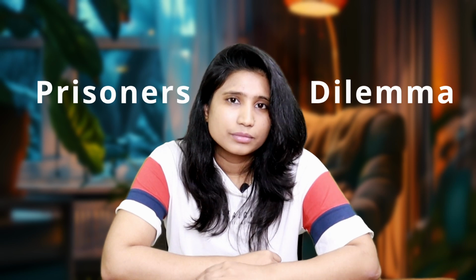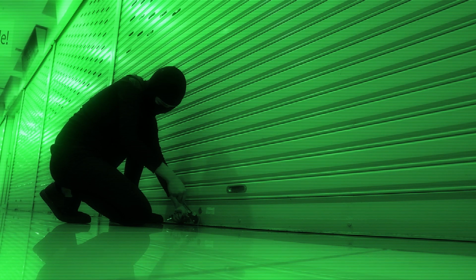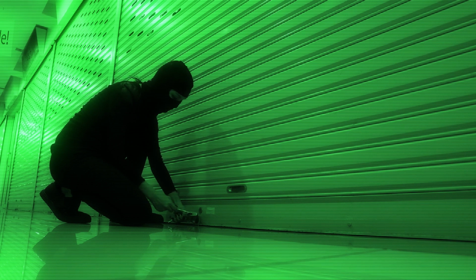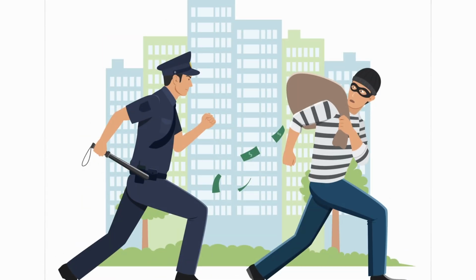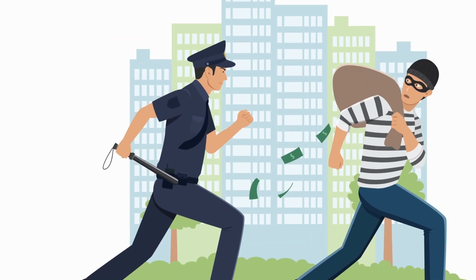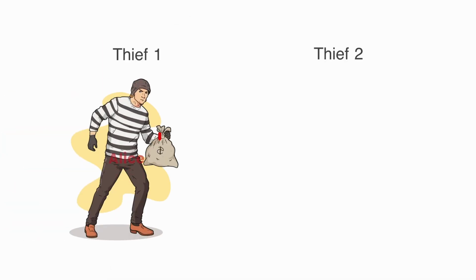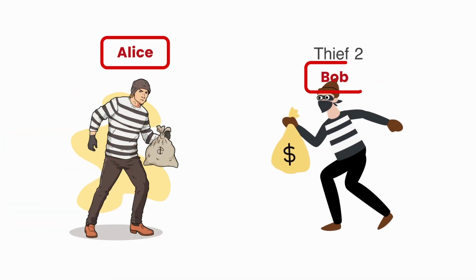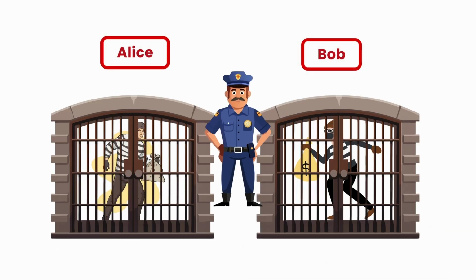So let's get started. There is one concept in game theory, which is the classical example to start with. That is called the prisoner's dilemma. There were two thieves who robbed a store and were trying to escape. The police caught these two thieves, who were dear friends. Thief one's name is Elise and thief two's name is Bob. The police kept Elise and Bob in two separate rooms and tried to interrogate them.